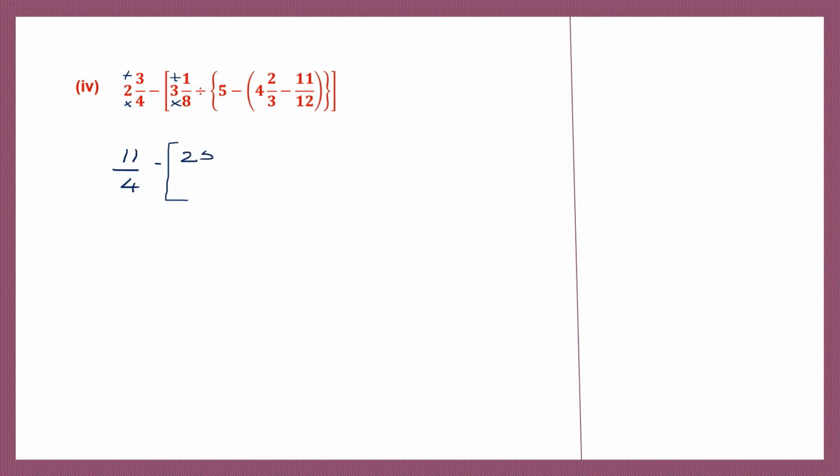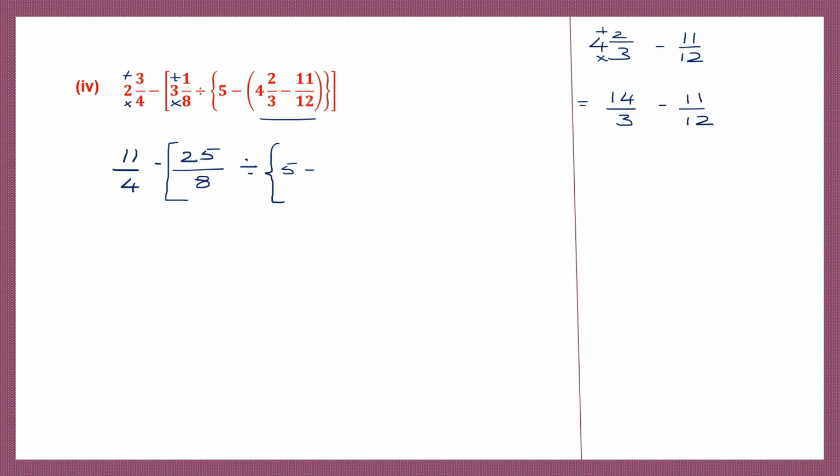So we write 25 by 8 divided by, then we have the curly brackets, 5 minus, now we're going to work out what's within the parentheses. Let's remove the parentheses. So let's start. 4 2 by 3 minus 11 by 12. First step, let's convert this. 3 4s are 12 plus 2 is 14. So this becomes 14 by 3 minus 11 by 12.